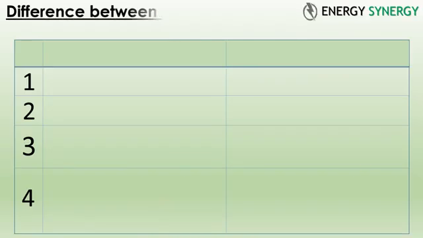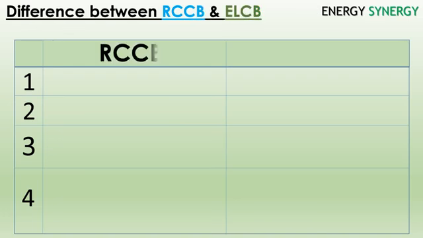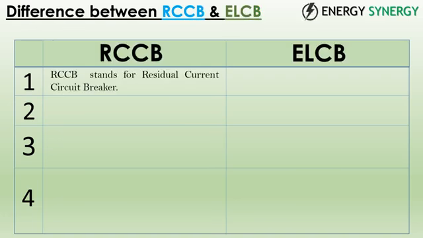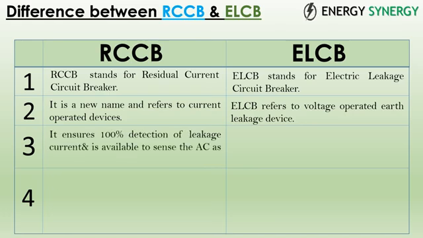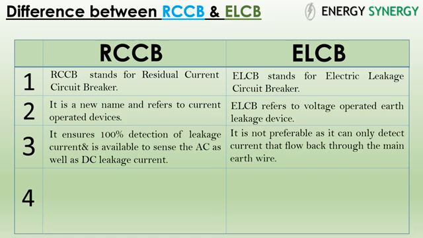Difference between RCCB and ELCB. RCCB stands for Residual Current Circuit Breaker. ELCB stands for Earth Leakage Circuit Breaker. RCCB is a new name and refers to current-operated devices. ELCB refers to voltage-operated earth leakage device. RCCB ensures 100% detection of leakage current and is able to sense the AC as well as DC leakage current. ELCB is not preferable as it can only detect current that flows back through the main earth wire.